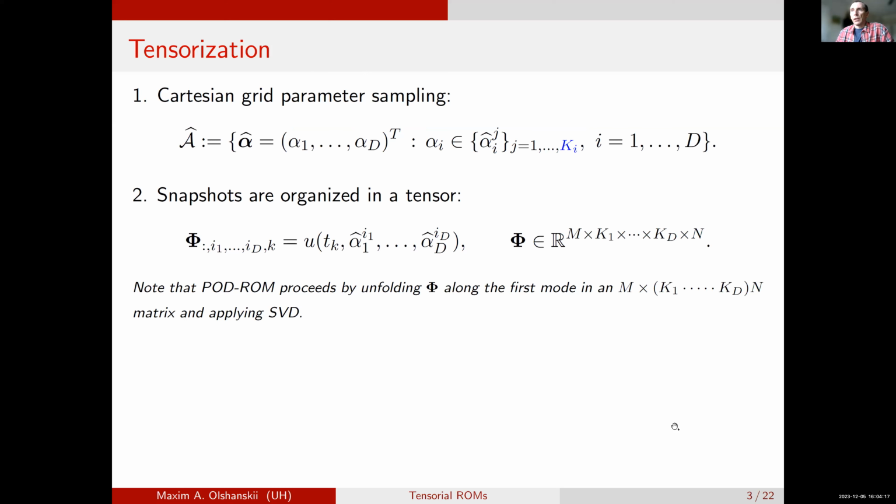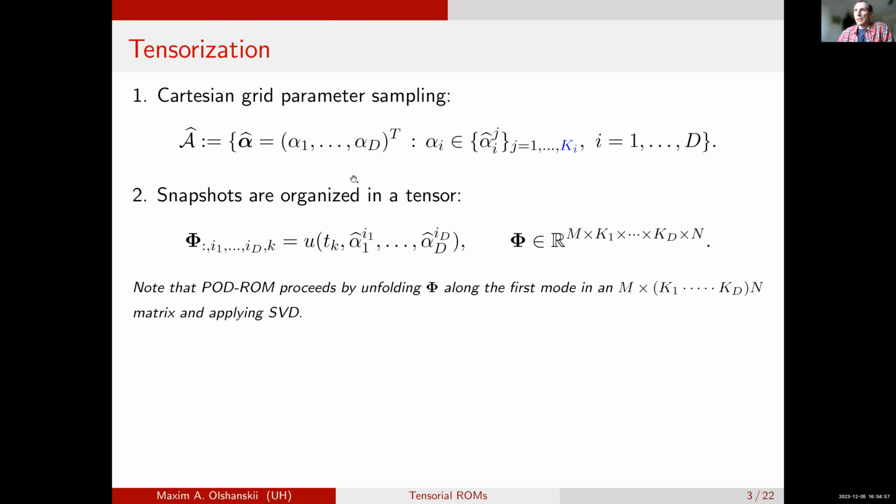All right, so here comes the idea of tensorization. Think for a moment that we have a Cartesian grid for parameter sampling in the parameter domain. My sampling set will be with a hat. Whenever you see a hat, this corresponds to learning parameters or to the sampling set, not test.